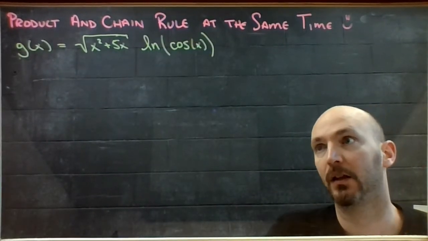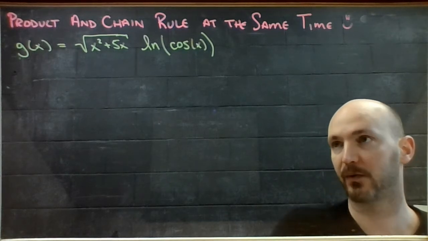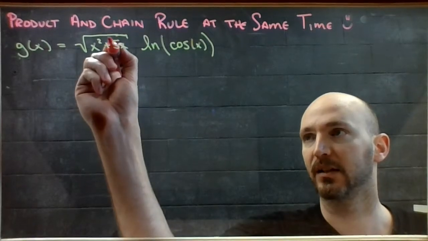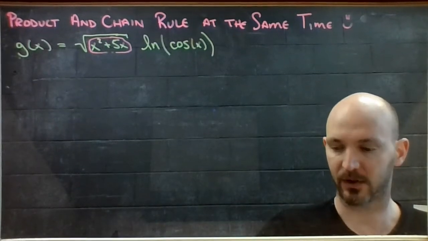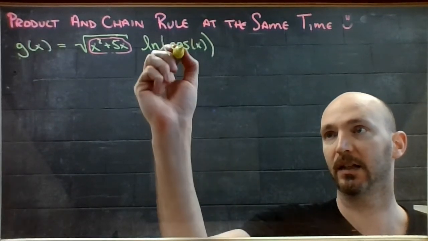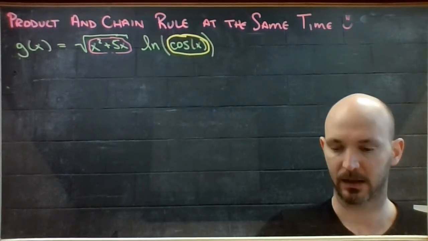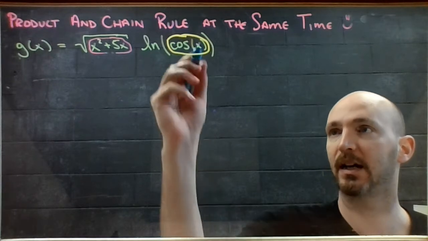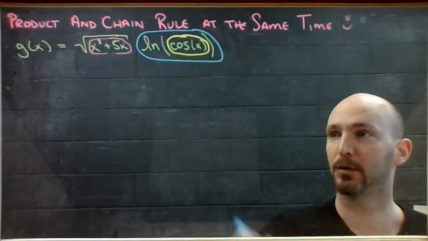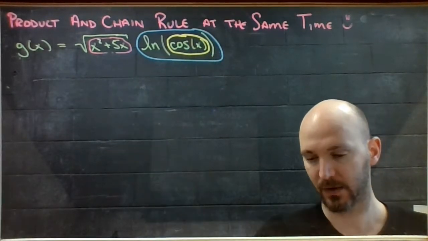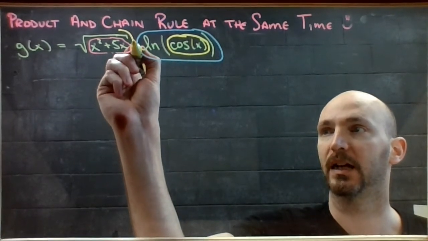All right. So looking at this setup, I have an x squared plus 5x here. I can draw a little loop around that. And I have a cosine x here. You can draw a loop around that. And then that cosine x is inside of a ln. I can draw a loop around that. And then this x squared plus 5x is inside of a square root. I can draw a loop around that.